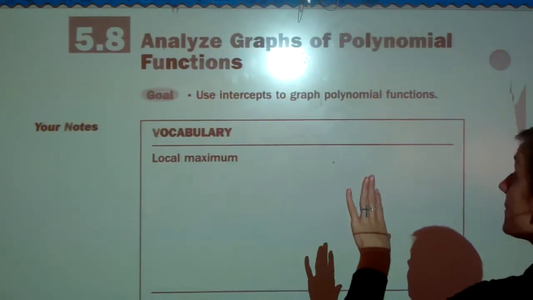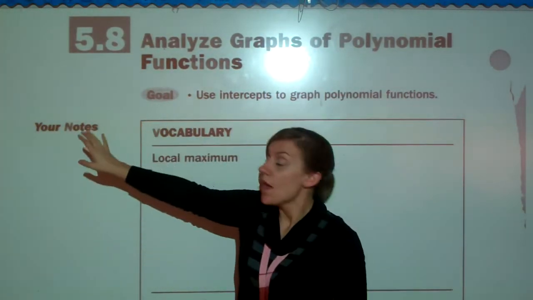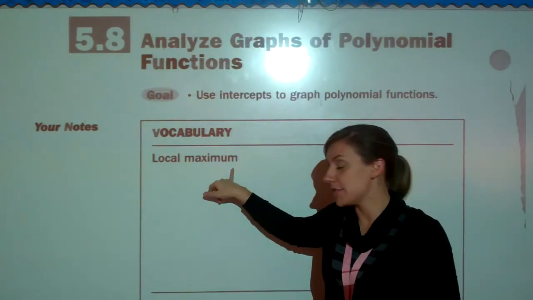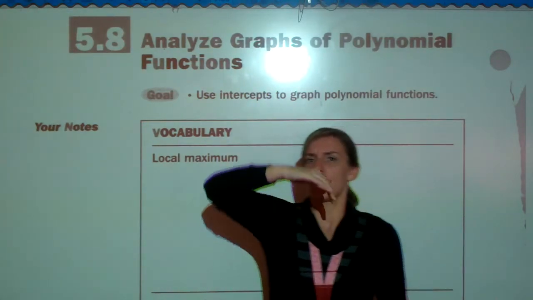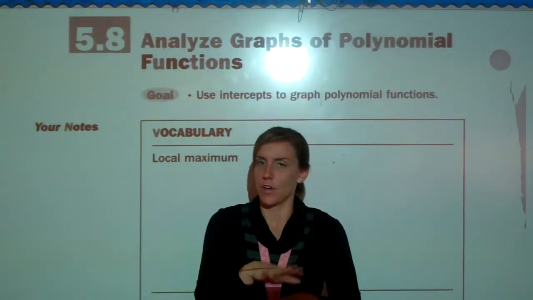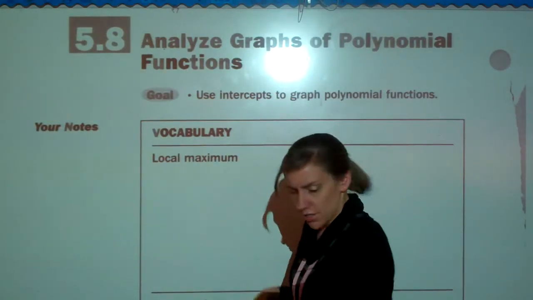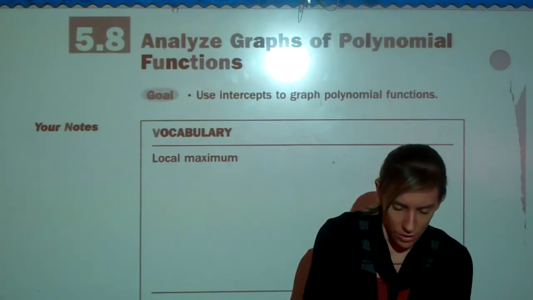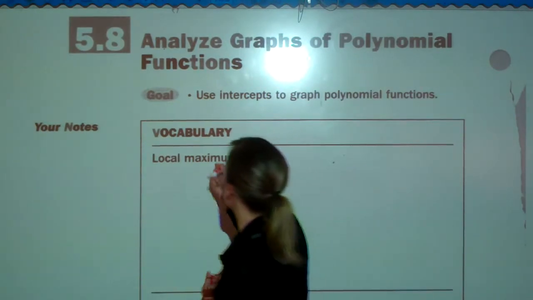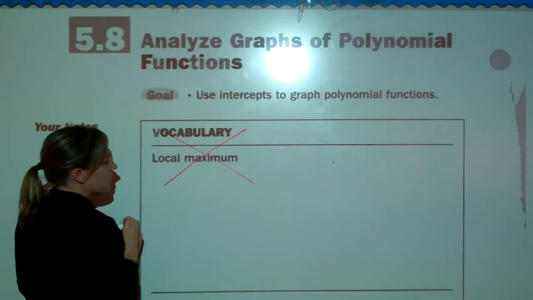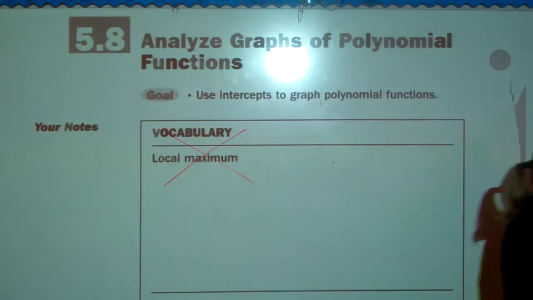So on the next page, it jumps over to 5.8. We're not going to talk about maximums and minimums. Those are actually like the top of the graph and the bottom of the graph. But we're not going to talk about those because those actually aren't in our SOLs. So you can take your writing utensil and you can cross out, we're not going to do maximums.